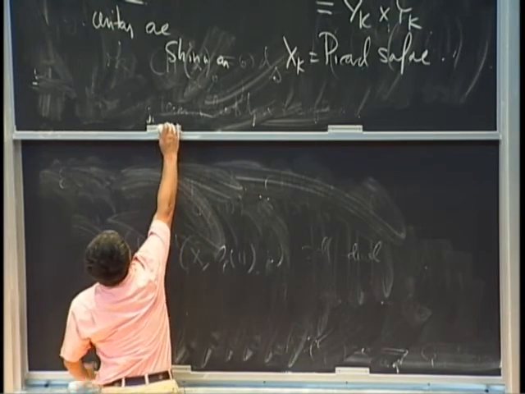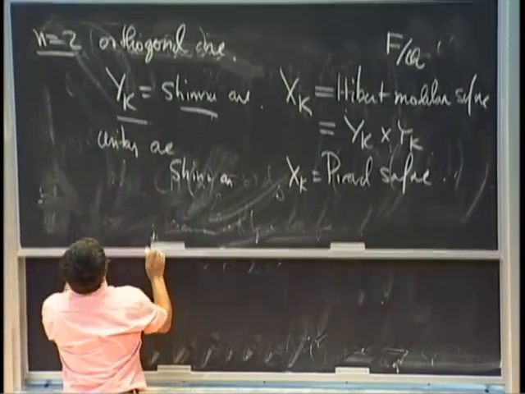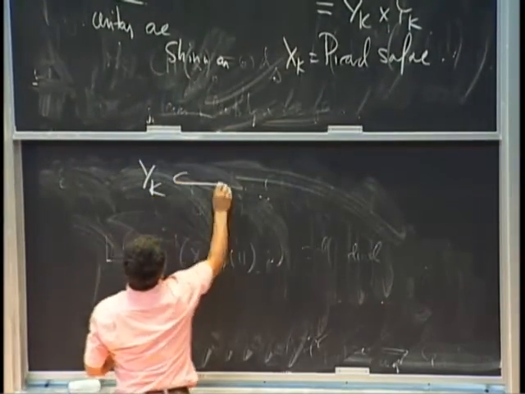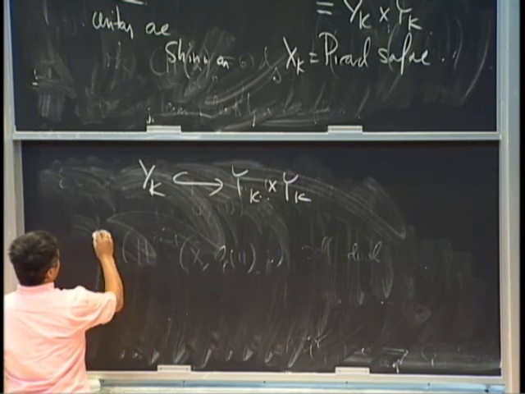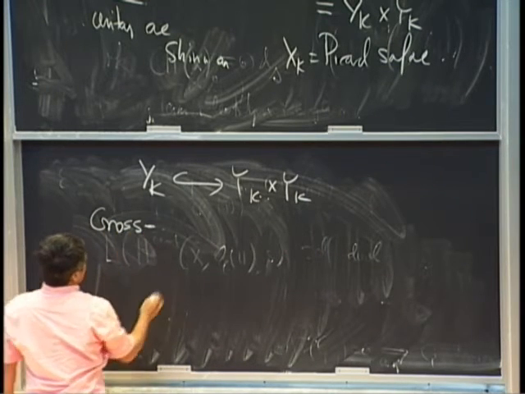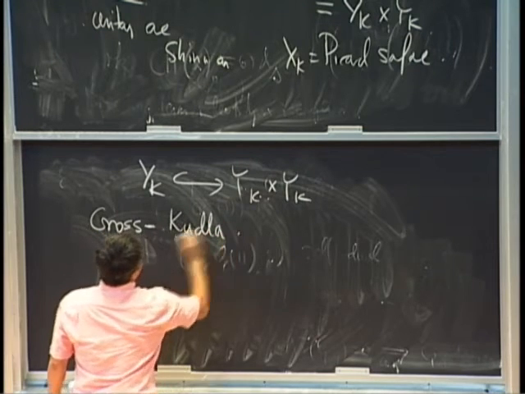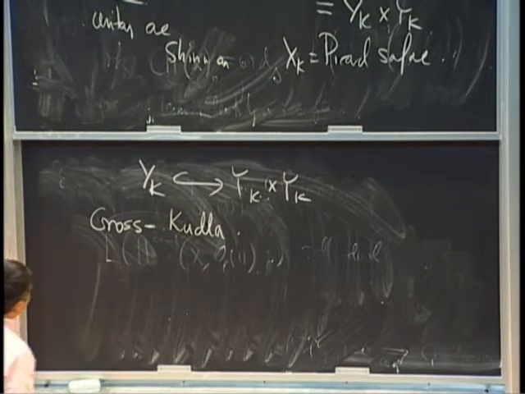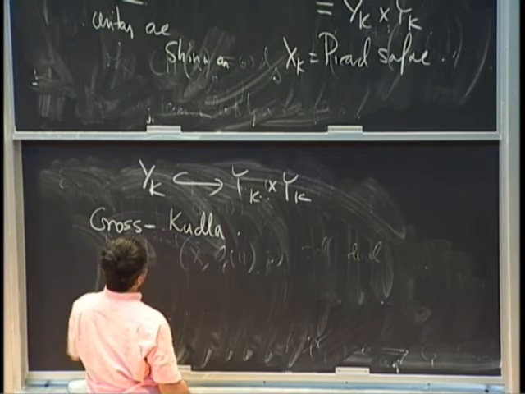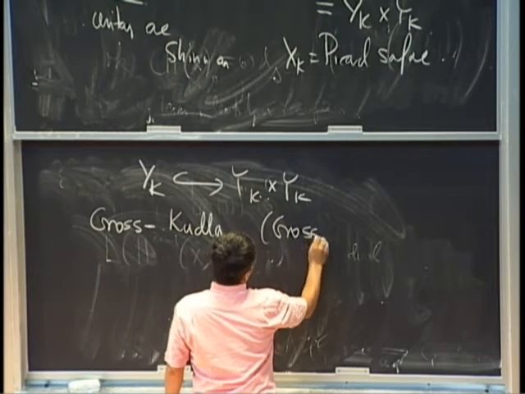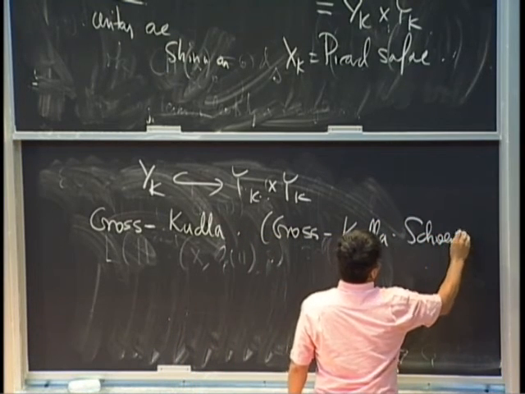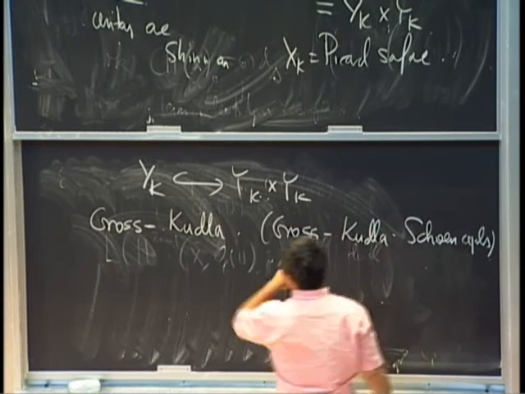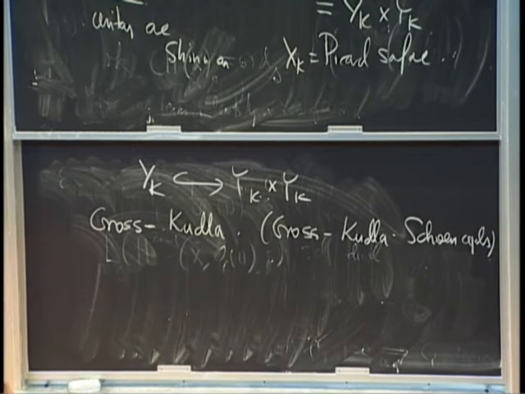So in the first case, in this orthogonal case, this Y_K and Y_K cross Y_K has been studied by Gross and Zhang, and the cycle is usually called a Gross-Zhang cycle. Anyway, this is basically the situation there.